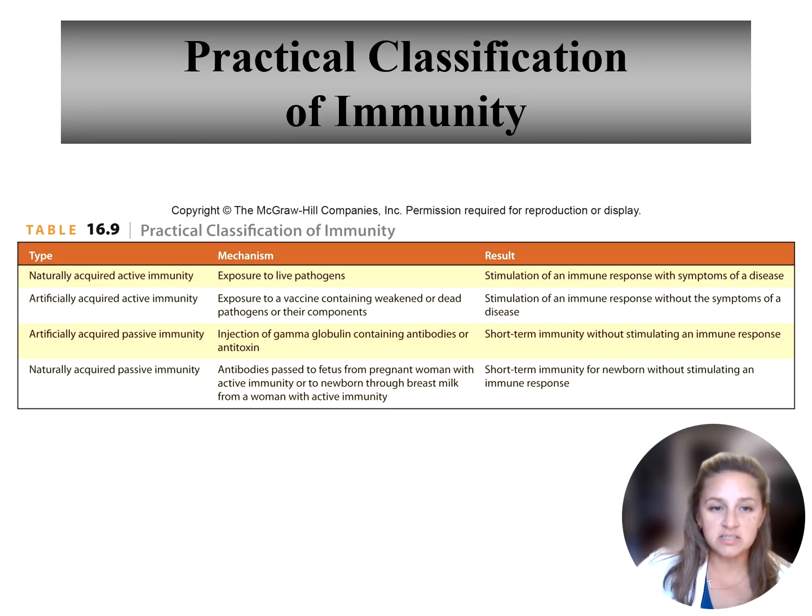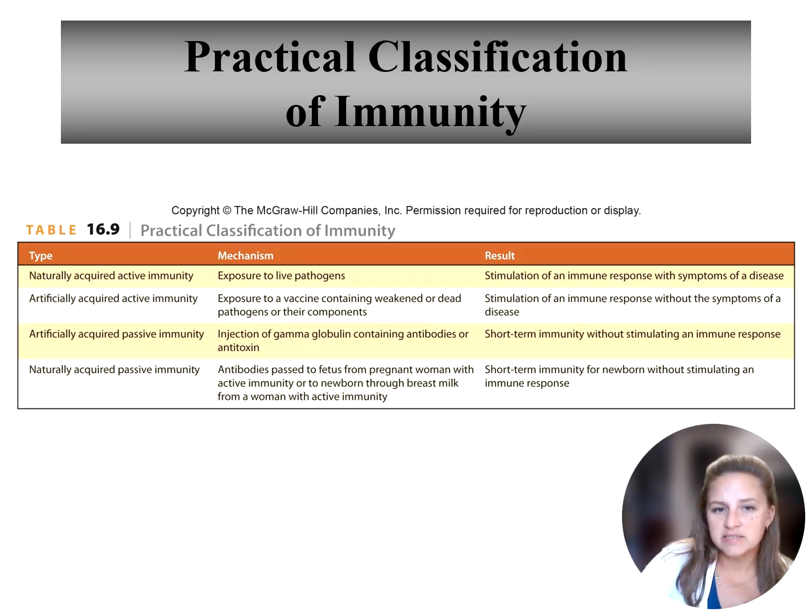The next one would be artificially acquired active immunity. So this would be like a vaccine. A vaccine is basically exposing you to something that you haven't been exposed to yet. So when you get the flu shot in the fall, you are getting a weakened or dead pathogen, so that when you get the flu in the winter, your body has seen those antigens before and it is ready to fight it off quickly. So maybe you get a much lesser version of the flu, or maybe you don't even have any symptoms. You don't even know that you have it.